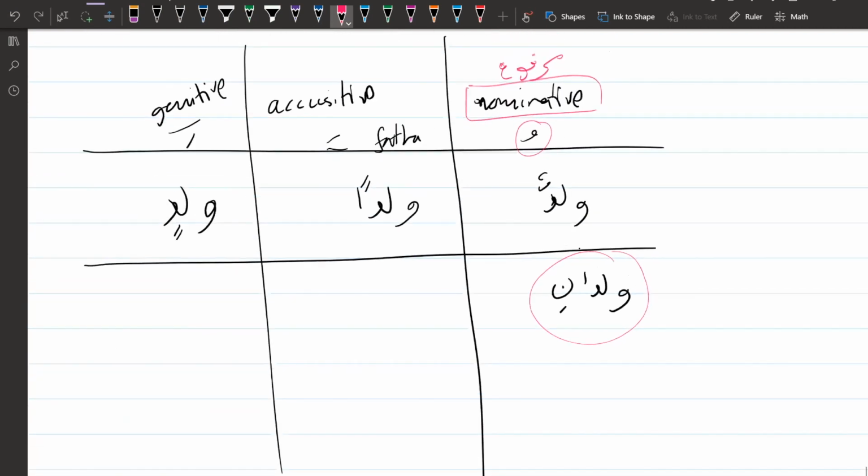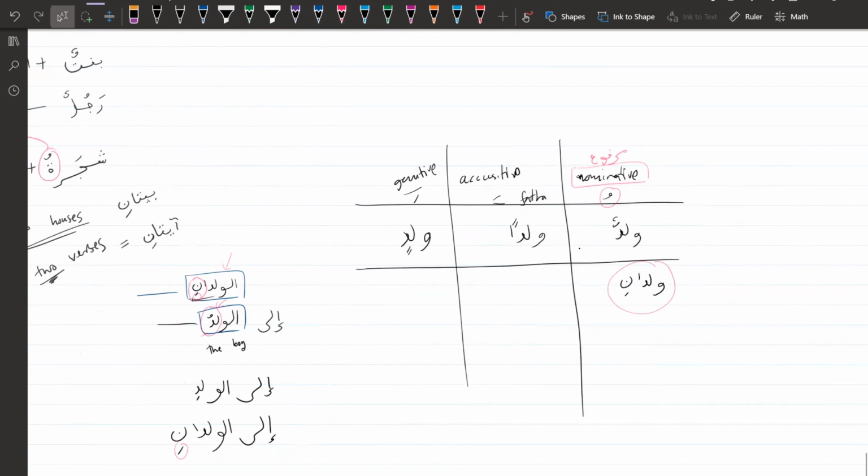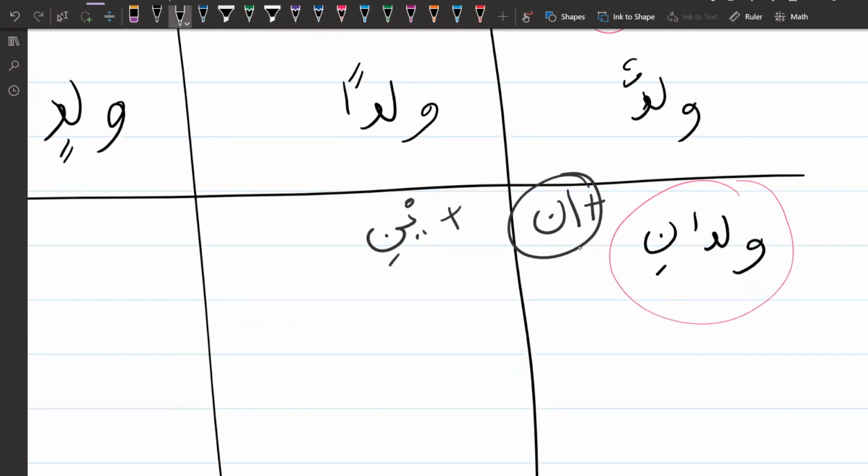So how do we indicate something is the accusative? What we do is, instead of ani, we add the aini sound. Inshallah, we'll do a lot of examples. Right now I'm teaching you the concept, and then we'll go to the books and do more exercises. So that's how we indicate it. We have waladani and waladaini. Waladaini, that is your sound. So now when you have waladaini, that's when we know that this is an accusative case.